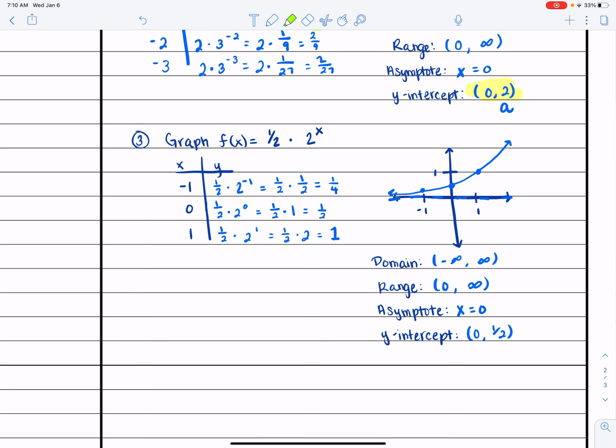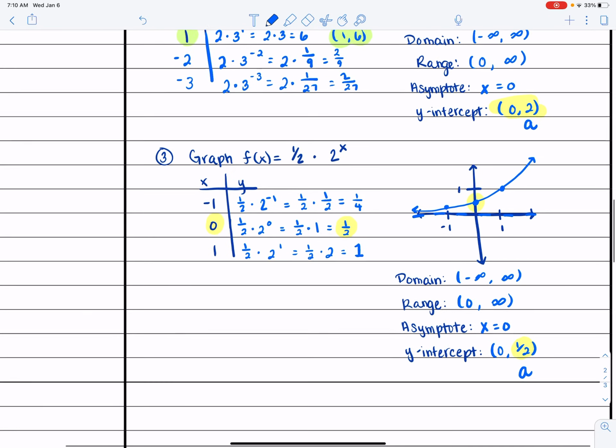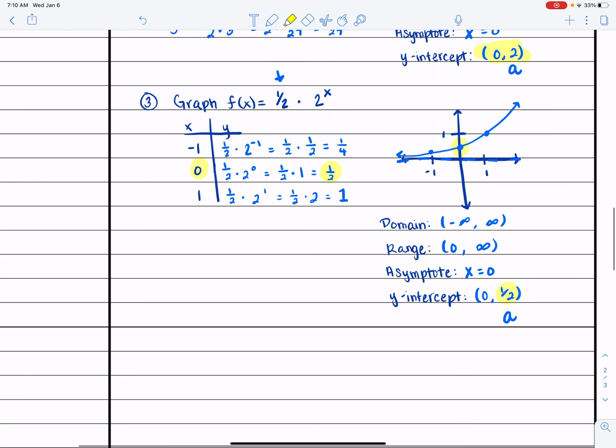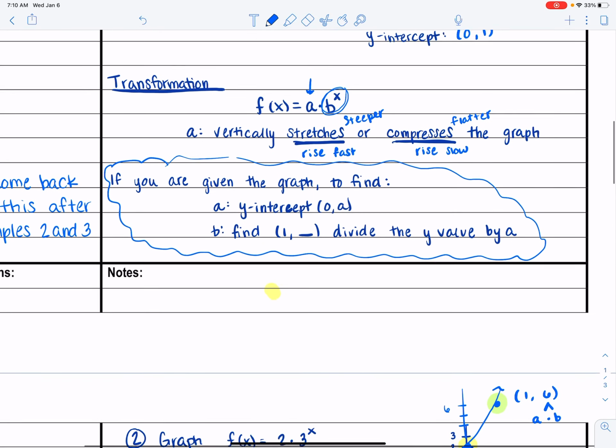Remember when we talked about the y-intercept, it's going to give you the value of a. So a is 1/2. Then also remember, if we talk about where x is 1, that's going to come from, so I had 1, 1, and that 1 came from our a, 1/2, times b, 2. Okay, so now that we understand that, let's go back up to this note that we passed.